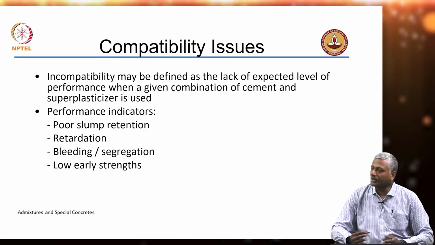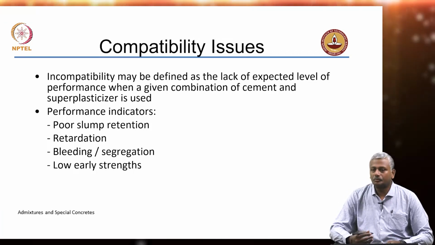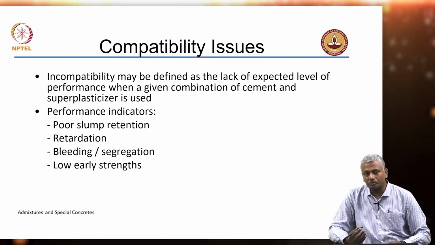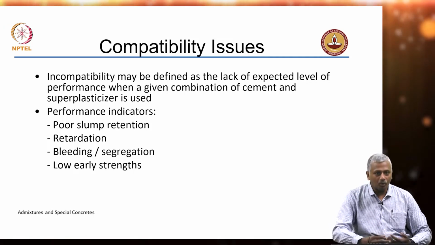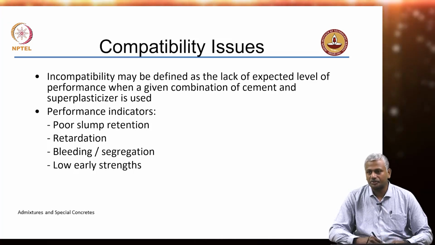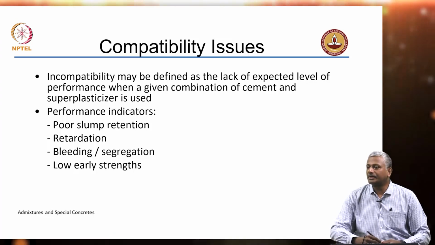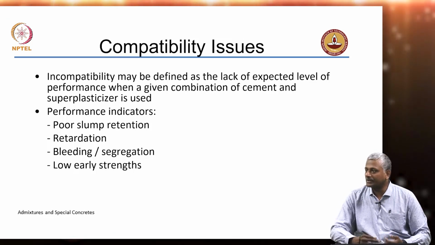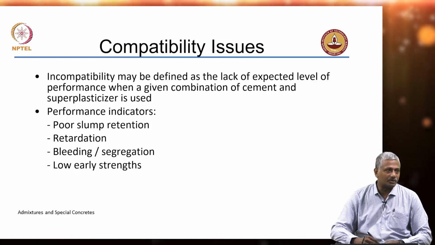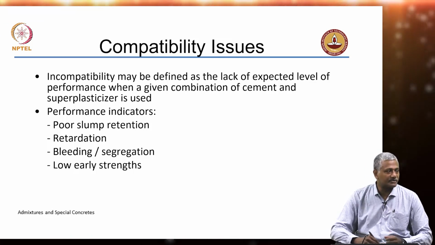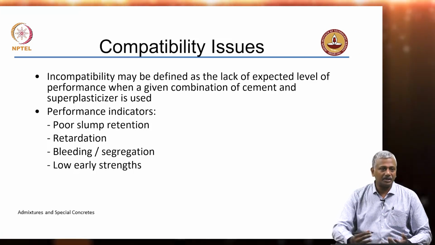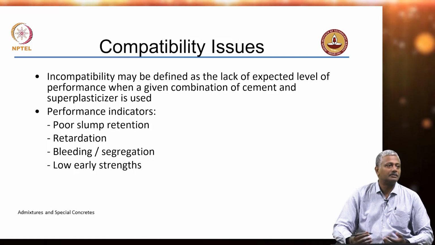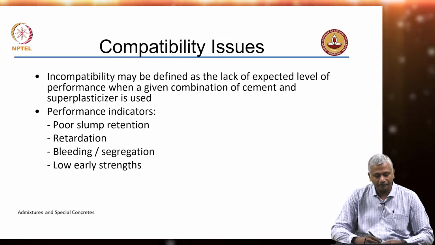Okay. Now, what are these indicators of poor performance? Slump retention could be a major indicator. In today's world, we want the slump to be retained for a much longer period of time, and that retention of slump becomes quite critical to the way that concreting operations are carried out on site. So, lack of retention of slump is an incompatibility problem. When you retain the slump as expected, then it is a compatible combination, right.